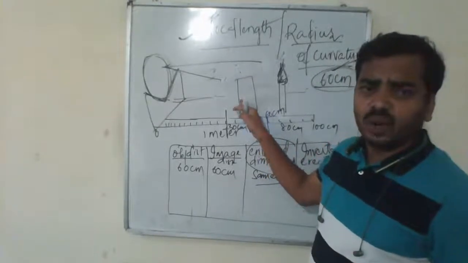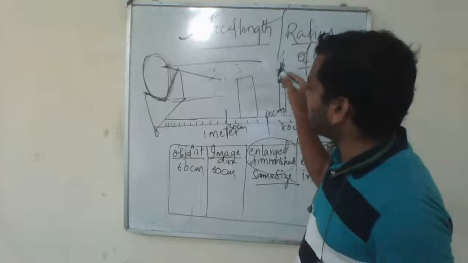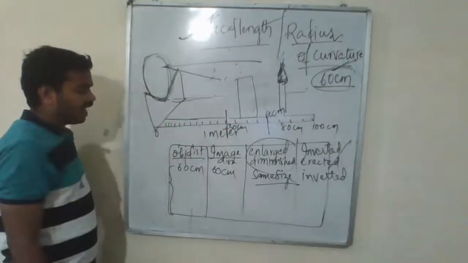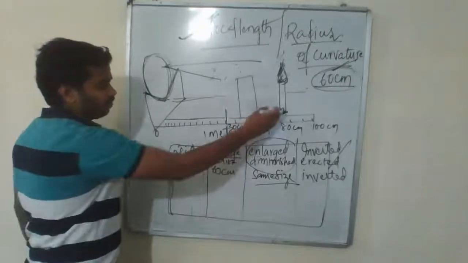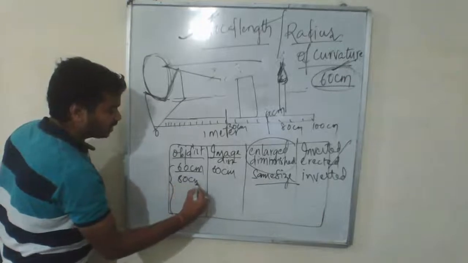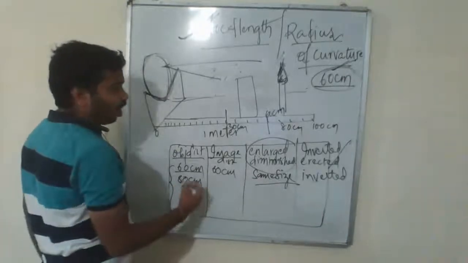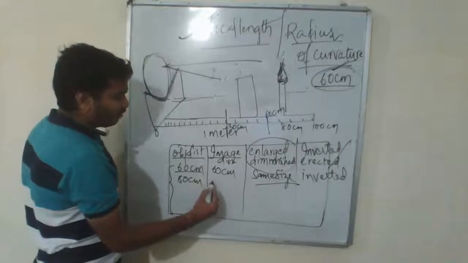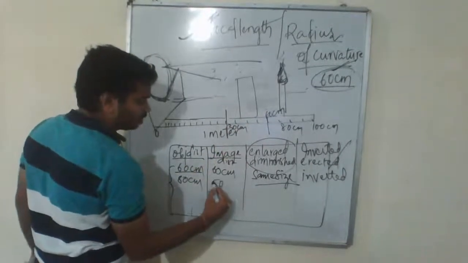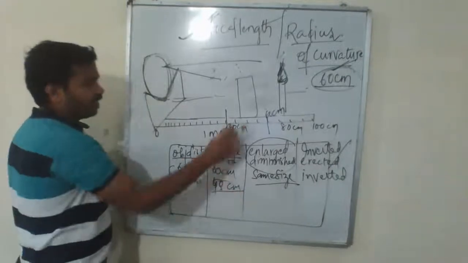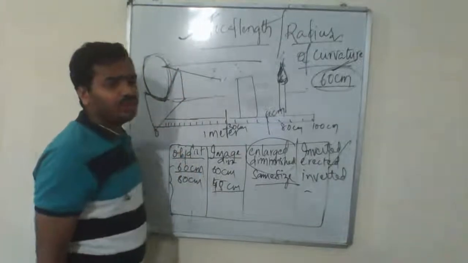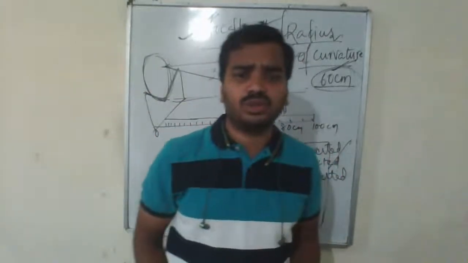Like that you can find out where the images are getting formed at different positions. This is the activity. When placed at 60 centimeters, the center of curvature, the image forms at the center of curvature itself. Beyond the center of curvature, that is at 80 centimeters, what happens? It forms the image between F and C, that might be between 30 and 60, let it be like 50 centimeters or 45 centimeters, somewhere in between. So like that you can try to find out the nature of the image through this activity.